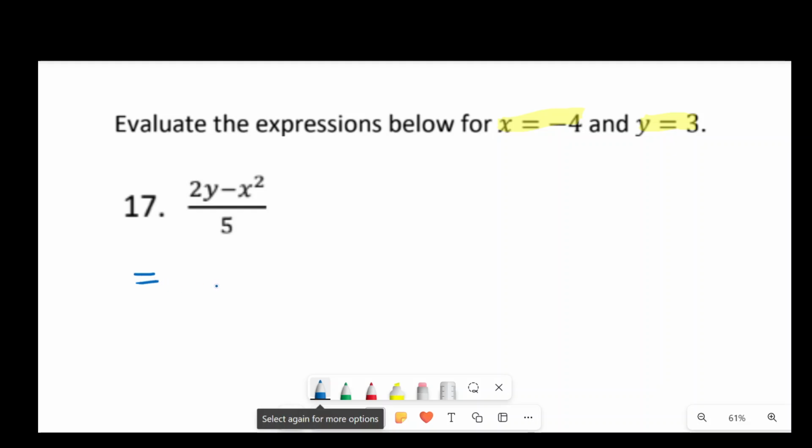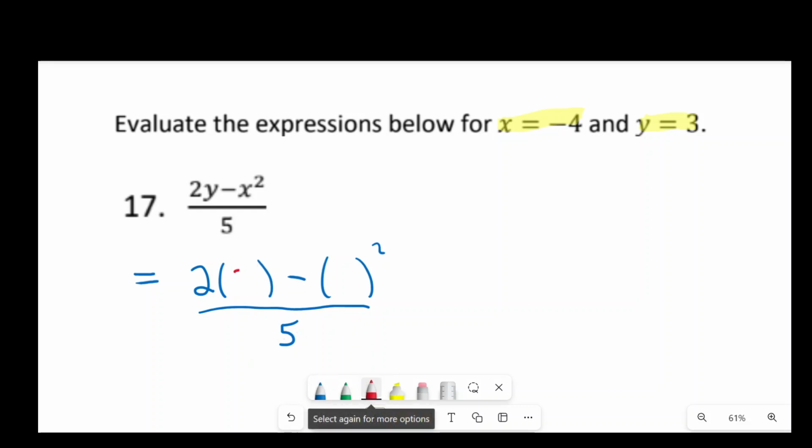The first step is to rewrite the expression with my substitution done. So I have 2y minus x squared divided by 5. Again, you've seen me do this in class. I talked about it in the other video. When I'm doing substitution, my first step always looks like this, and then I go back and fill in the brackets. It just helps my brain keep track of one thing at a time, and I'm less likely to make a mistake.